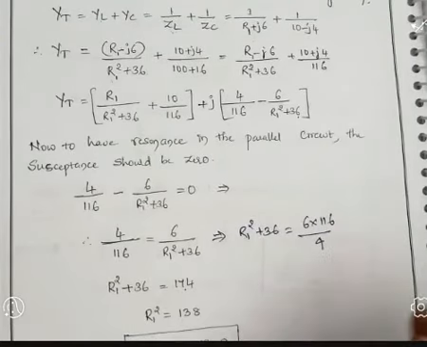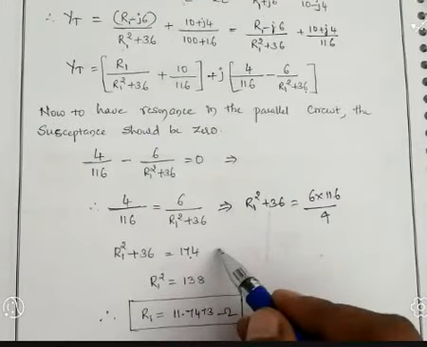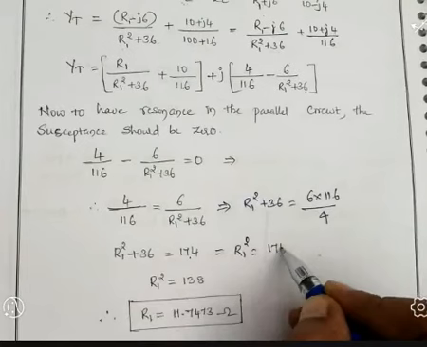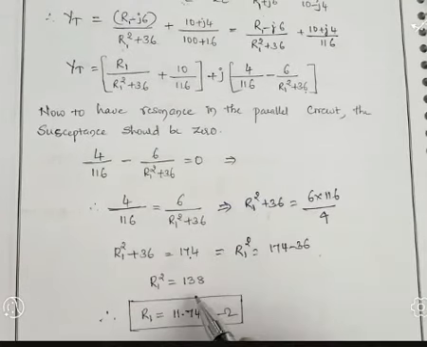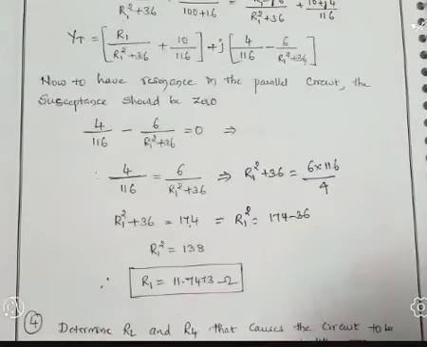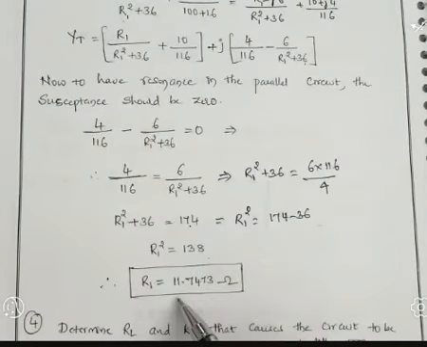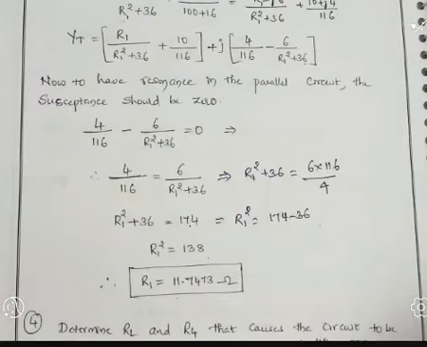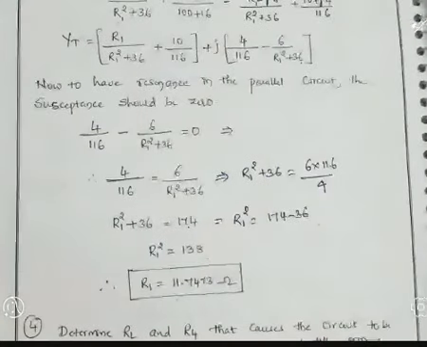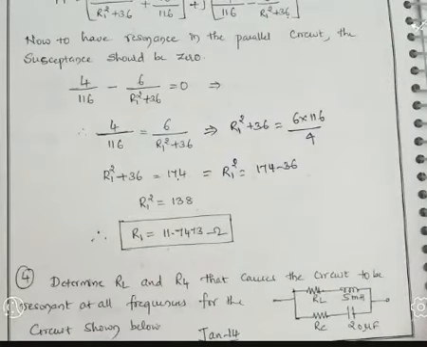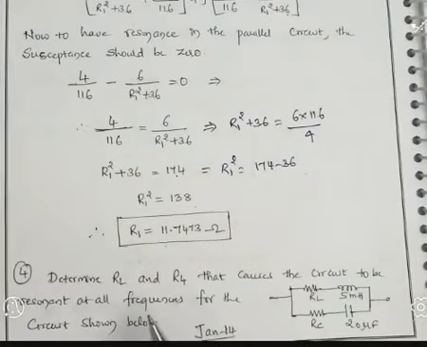Next, R1 square equals what? 174 minus 36, that is 138. So hence R1 equals the square root of this, and we get 11.7473 ohms. This is about the numerical on the parallel resonant circuit. Let us take this as an example and write the answers in the comment box.